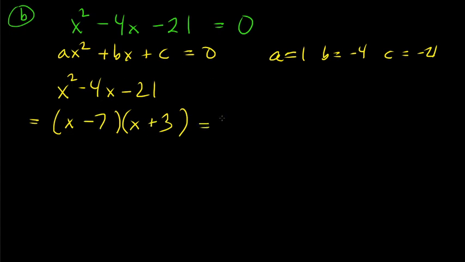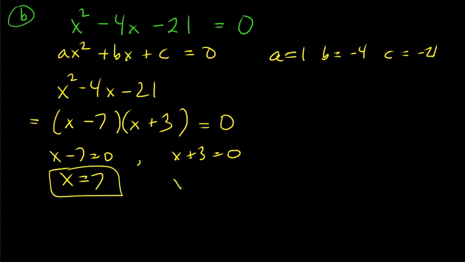So it works. Now put back the equal 0 and set them both equal to 0, right? So you get x equals 7 or x equals -3. And that's it. Right? Of course, it's a good idea to check if you plug them back in.